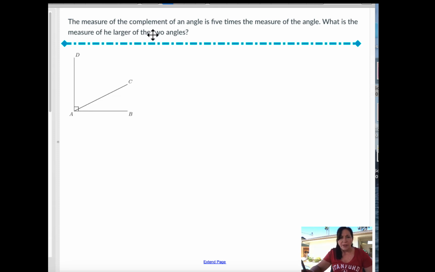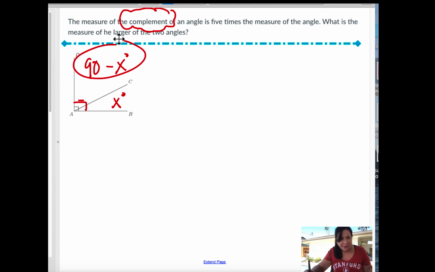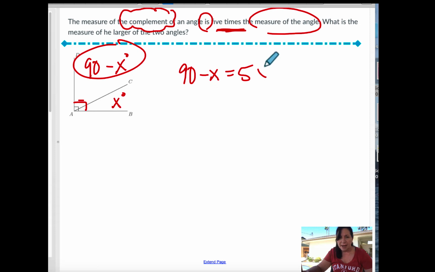The measure of the complement of an angle is 5 times the measure of that angle. So here's the thing with this. Complementary angles add up to be 90 degrees, right? So that means that if one of my angles is x, then my other angle is going to be 90 minus that value. That's the complement. And so when I say the measure of the complement, that's 90 minus x. So they're saying 90 minus x equals 5 times the measure of that angle.